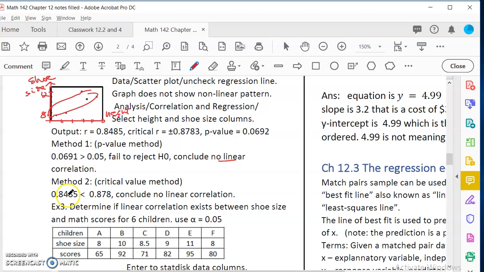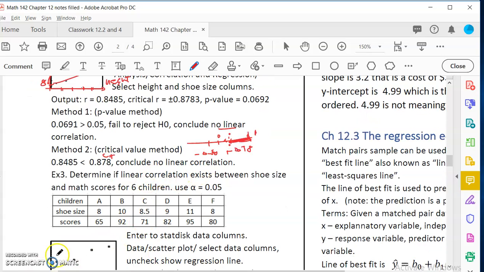Method 2, look at 0.8485 with the critical r. The critical r is 0.878. Because you only have 5 data points, the threshold is really, really hard to pass. Positive 0.878, negative 0.878, but our number is actually closer to 0. Because you did not pass the threshold, you also conclude no correlation. So that's how you do the correlation evaluation. We have another example. We'll do it in the next video.